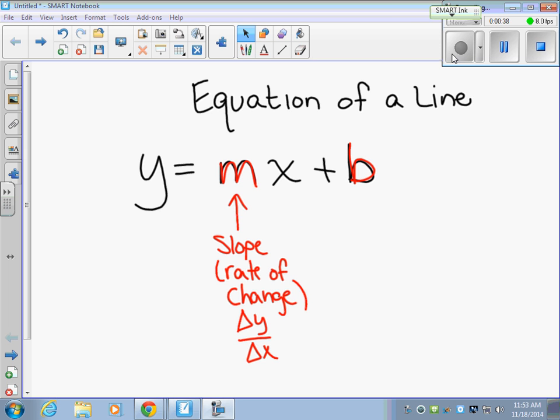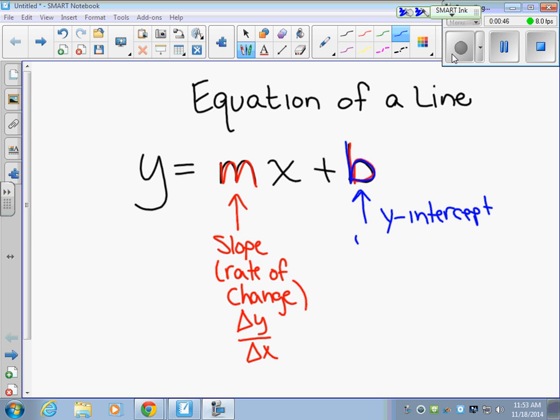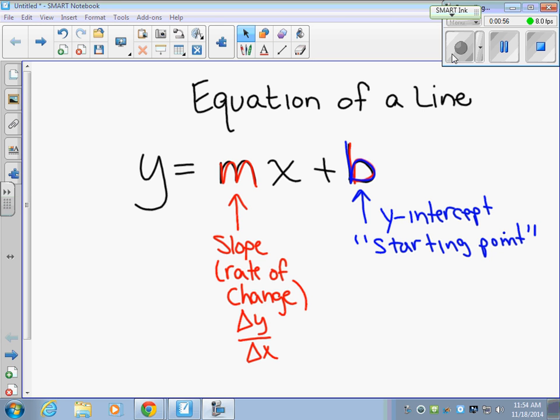And then b is the y-intercept, or some of you call that starting point. So those are the things that we need numbers for. So let's just do one example.